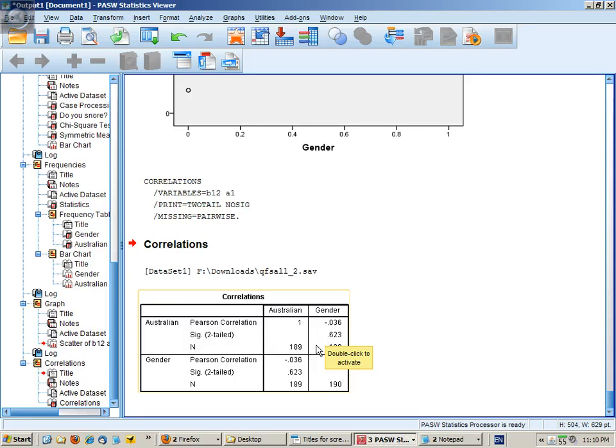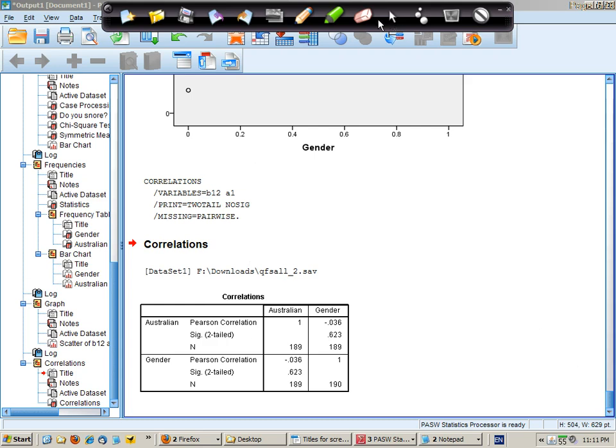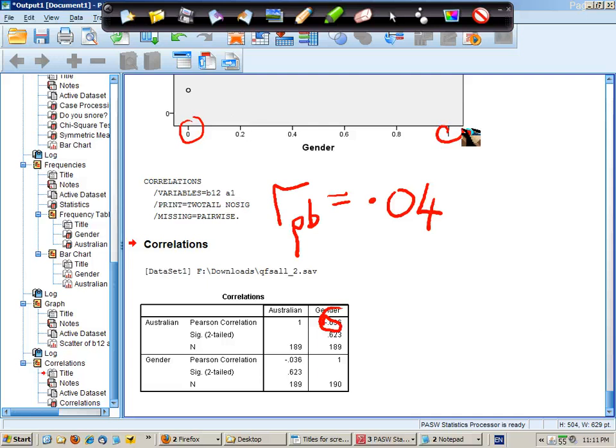So we could write that like this. R, because it's a Pearson product moment correlation, but since it's done with dichotomous data, r_pb equals 0.04. I'm ignoring the sign because that is arbitrary. We could have coded males and females the other way around and got the opposite result. So there is a small relationship that is non-significant, with the trend being towards males perceiving themselves to be slightly more Australian.